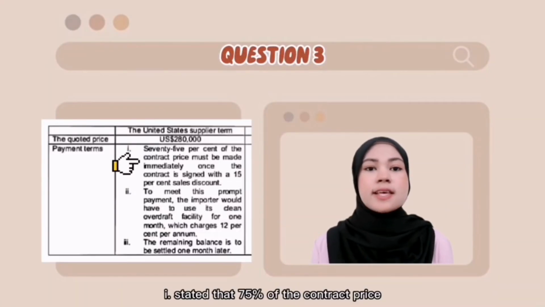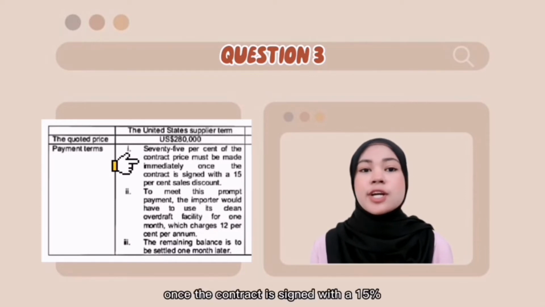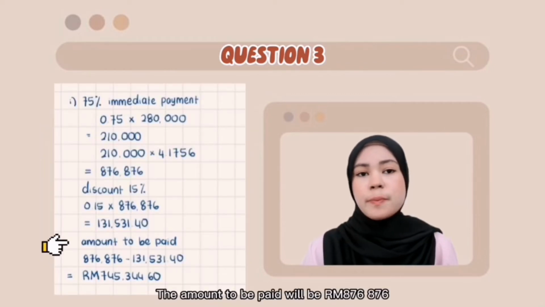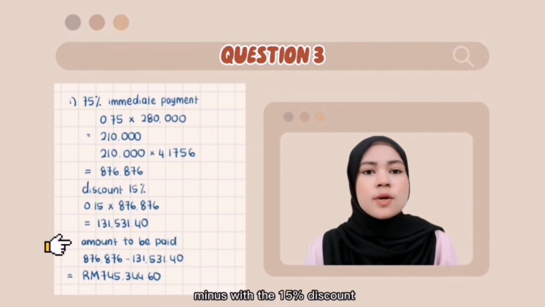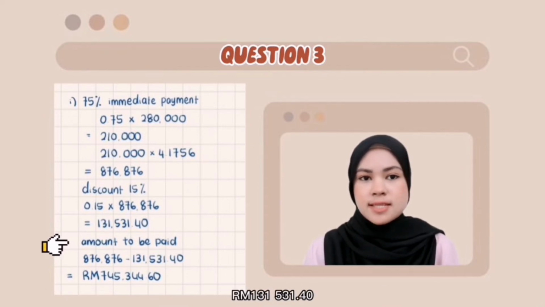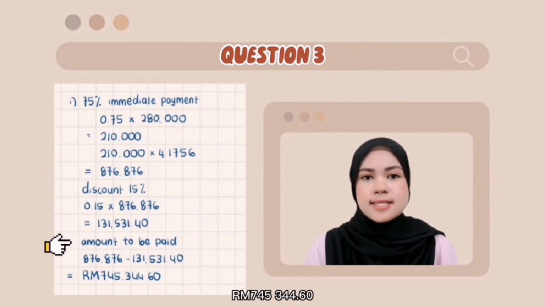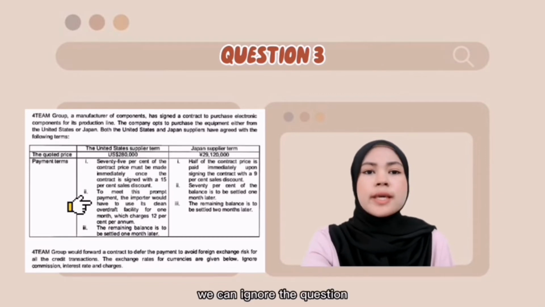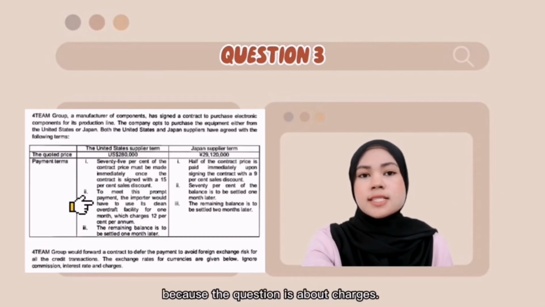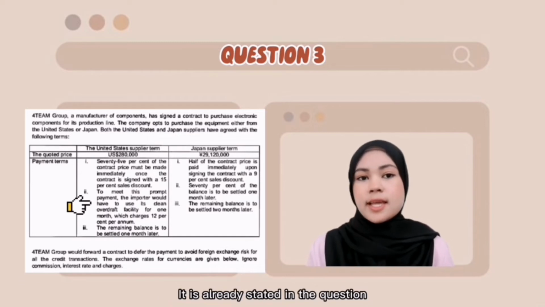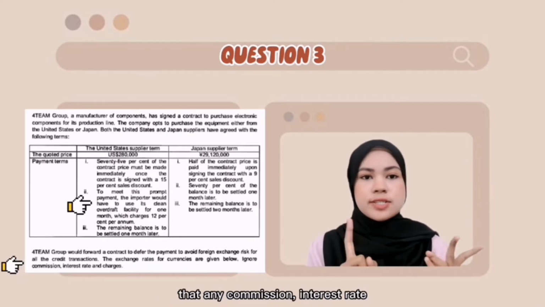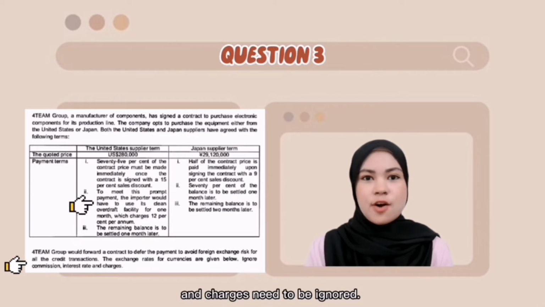Roman one stated that 75% of the contract price must be paid immediately once the contract is signed, with a 15% sale discount. The amount to be paid will be RM876,876 minus the 15% discount of RM131,531.40, and the answer we will get is RM745,344.60. For Roman two, we can ignore it because the question is about charges. It is already stated in the question that any commission, interest rate, and charges need to be ignored.